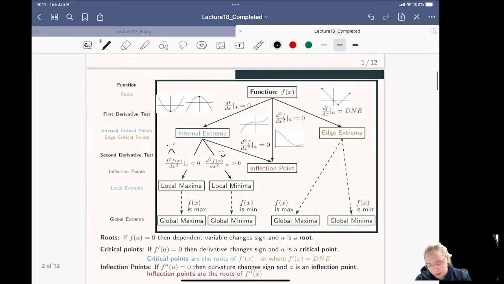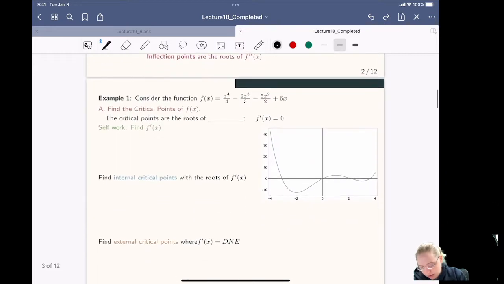So going back up to our diagram, finding the critical points means finding all of the internal extrema and the edge extrema. Okay, so how do we do that? Well, we first need to find the roots of the first derivative. So where is that first derivative equal to 0? The critical points are the roots of f prime of x.